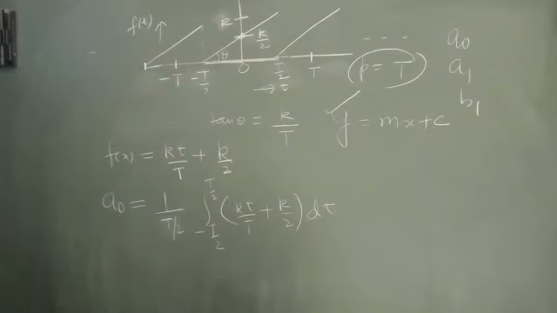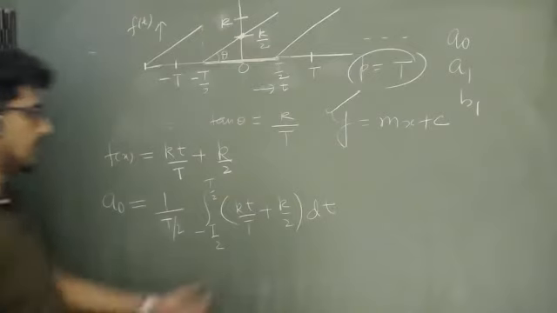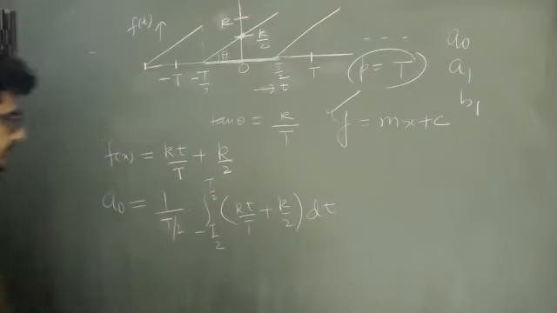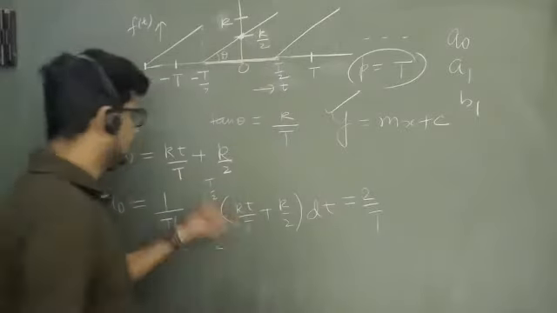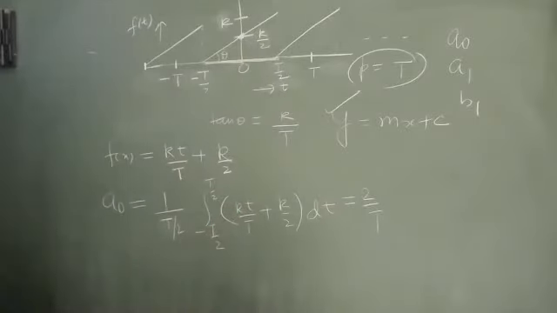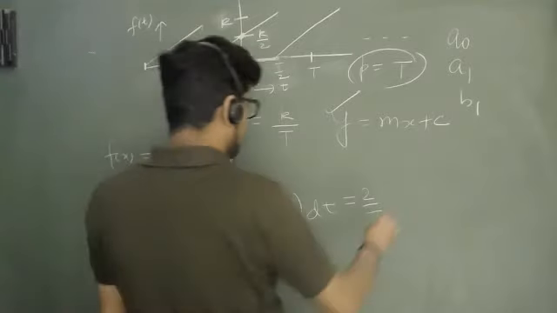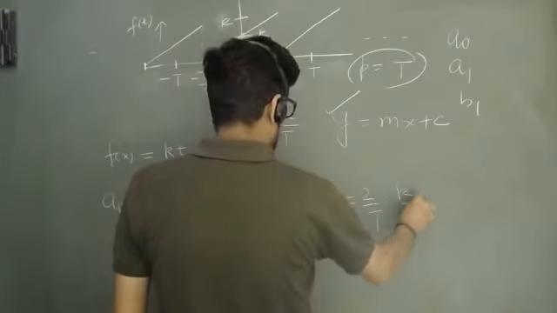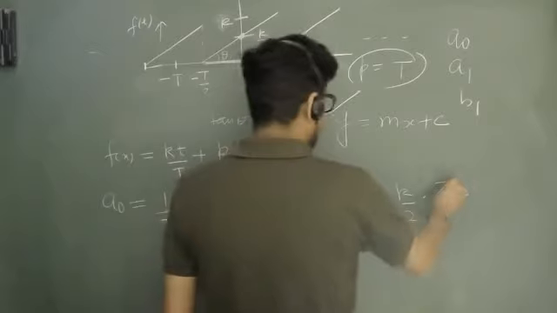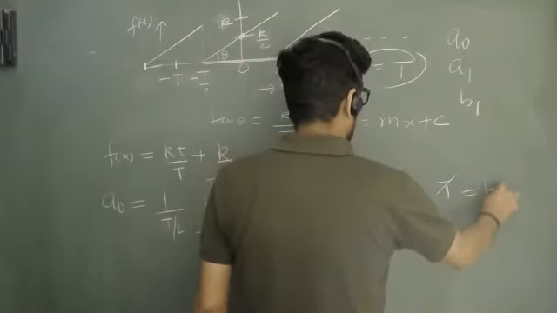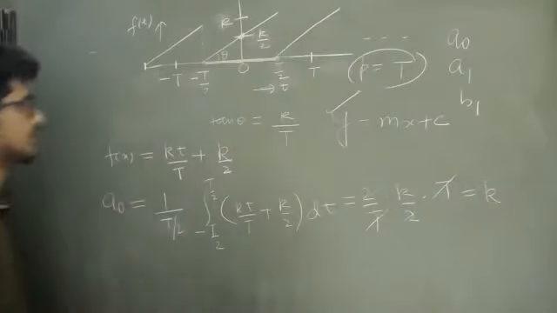So what will the first term give? 0. The first term is odd and the limit is minus a to a. It will give 0, no need to calculate. And what will the second term give? It will be k by 2 into t. T and t will cancel. It will give k.